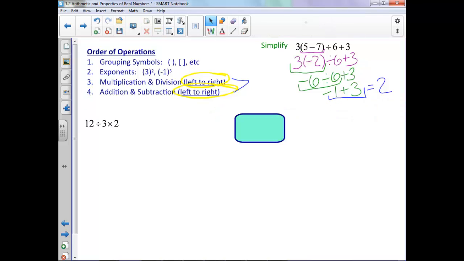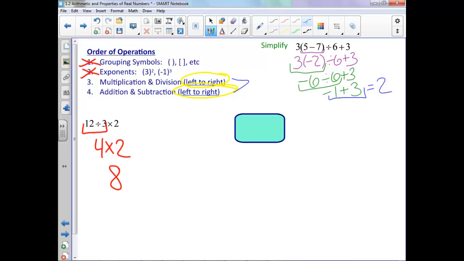So first off, we want to look at grouping symbols. There aren't any, so we don't have to worry about it. Same with exponents. Multiplication and division, left to right. So that means we've got 12 divided by 3 first, which is 4. We still have times 2. And now we still have multiplication and division, so we've got to continue to do that. 4 times 2 is 8. So notice you do want to go left to right.